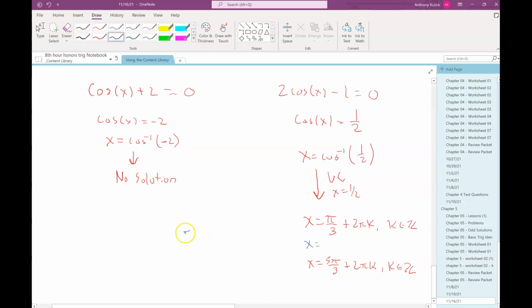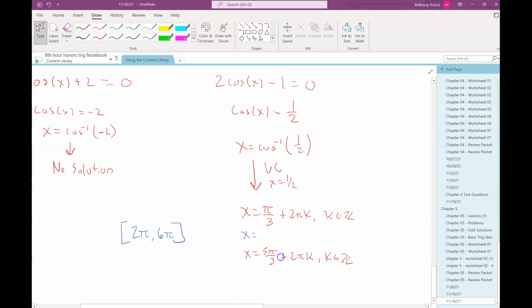Remember here we're solving from 2 pi to 6 pi. So certainly pi over 3 is too small, right? I'm not even going to bother writing it down just to cross it out. Everybody's good with that? Way less than 2 pi. If I add 2 pi to that, I end up with 7 pi over 3. I do it again, I get 13 pi over 3. That's still less than 6 pi. I do it again, I get 19 pi over 3. That's too big.